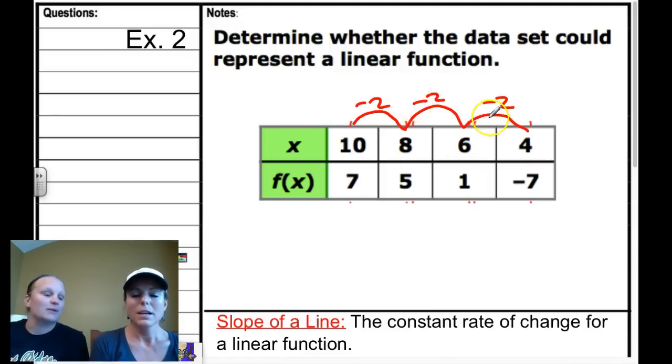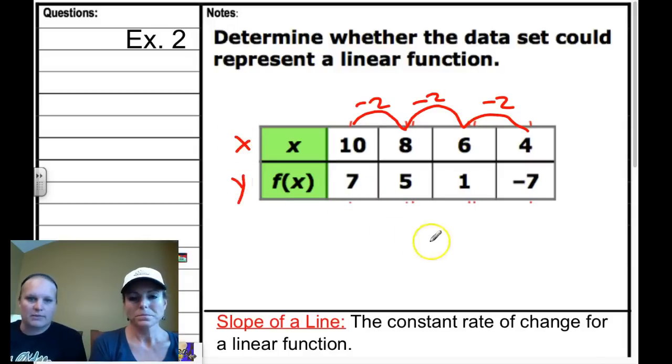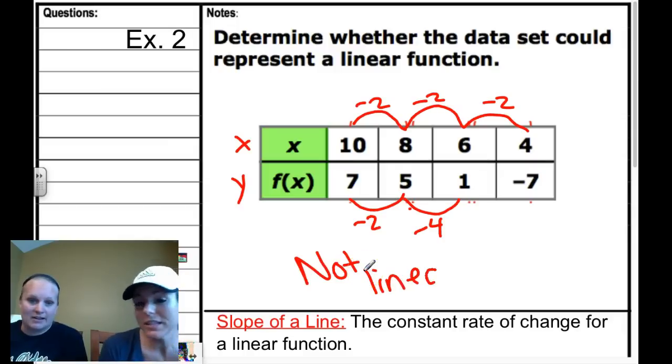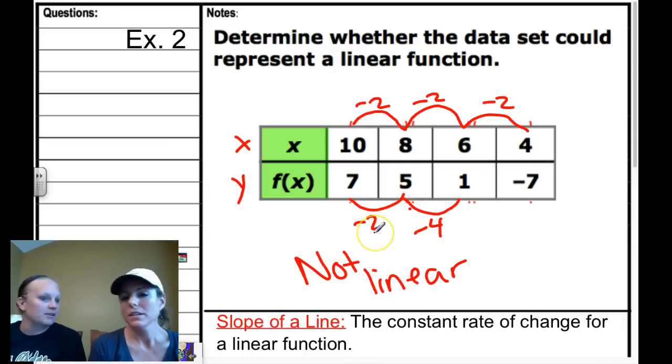All right. But you always have to check the y values also. So there's our x's, there's our y's. Here we went down by 2. Good. Here, we went down by 4. And we don't have to keep going, actually. We can just stop. Once you don't have the same number, you stop. It's not linear.